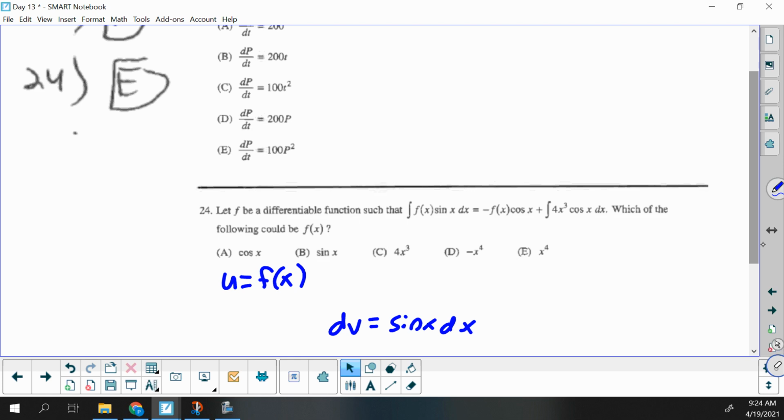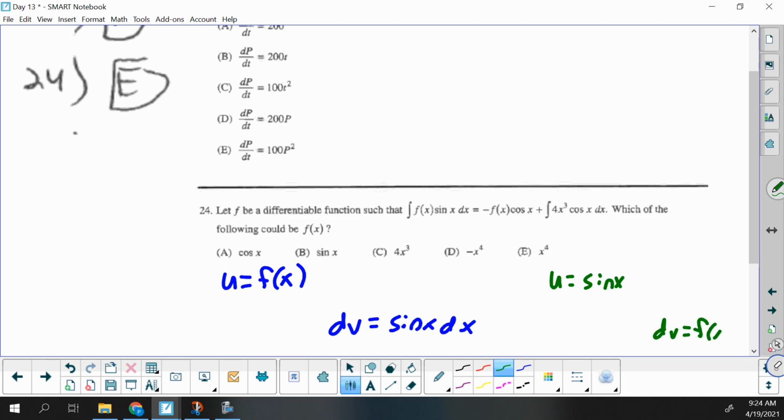or the u might have equaled sine x and the dv would have equaled f of x dx. Well, notice based on the right side there, and just a reminder, we have uv minus the integral of v du. So based on the inside of the integral there, we've got a 4x cubed and we've got a cos x, and one of them's got to be a minus because of the plus in front of the integral. One will be the v and one will be the du. So let's look at our options.